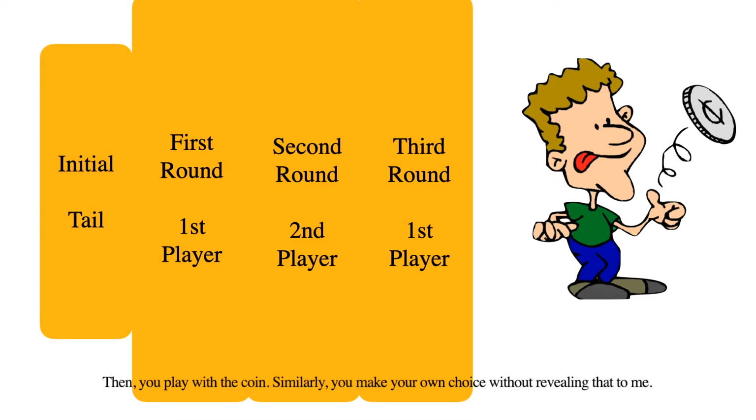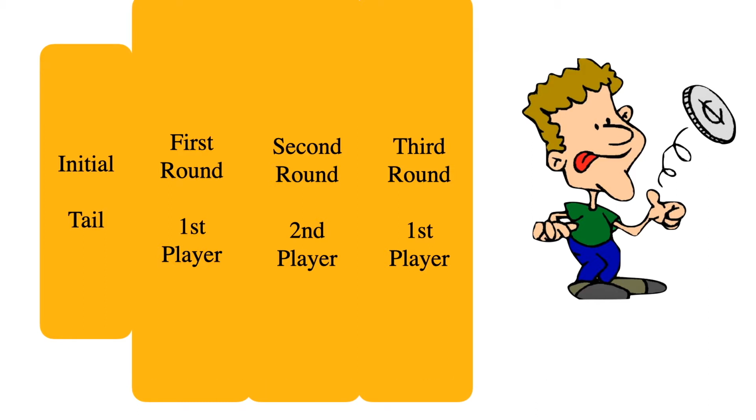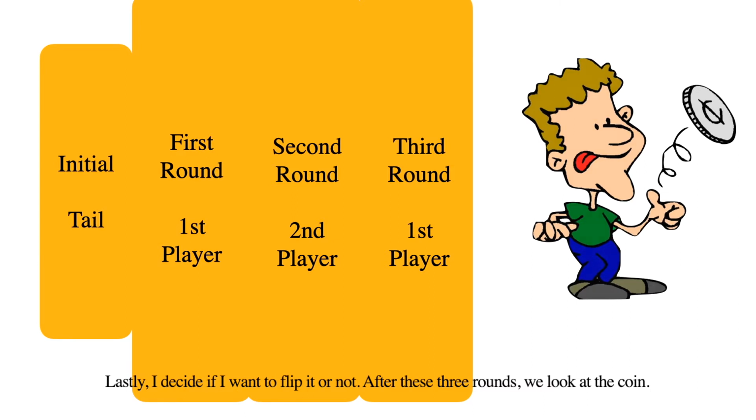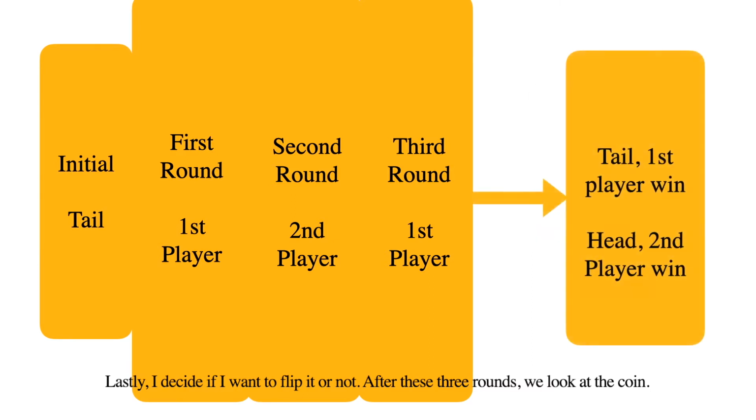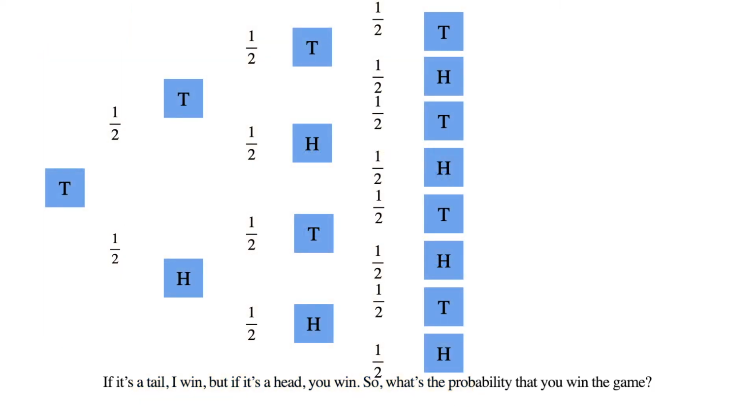Then, you play with the coin. Similarly, you make your own choice without revealing that to me. Lastly, I decide if I want to flip it or not. After these 3 rounds, we look at the coin. If it's a tail, I win, but if it's a head, you win. So, what's the probability that you win the game?